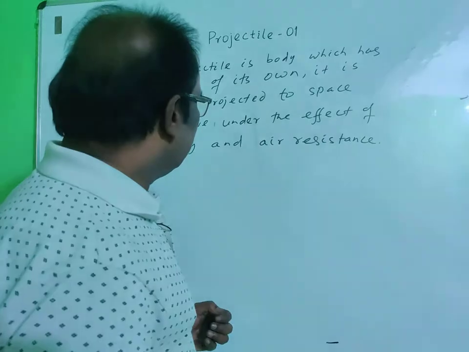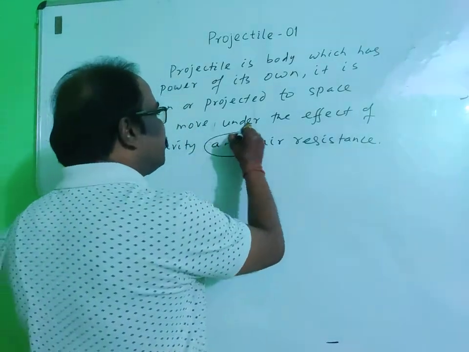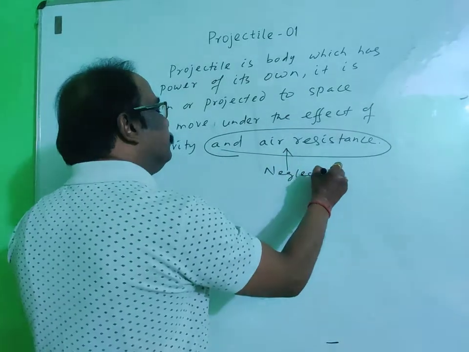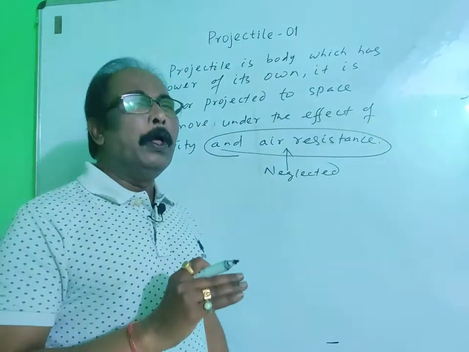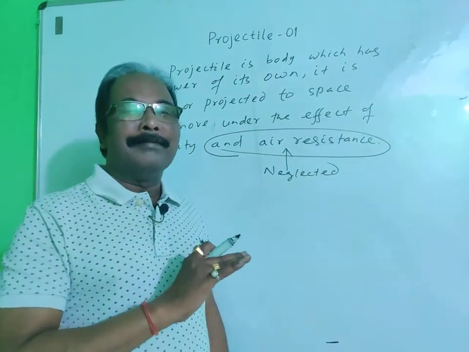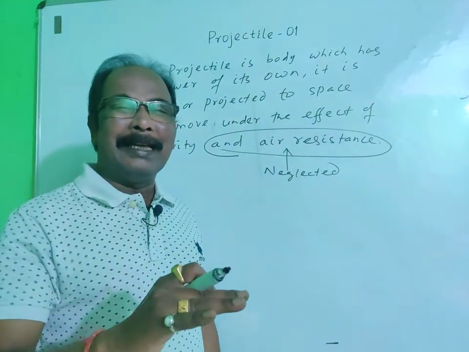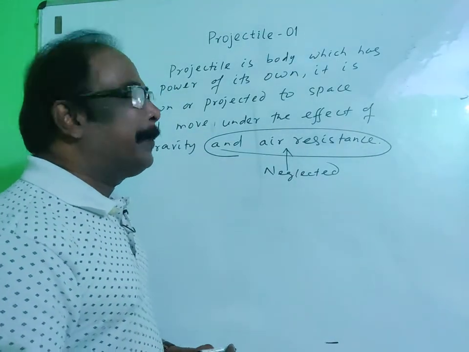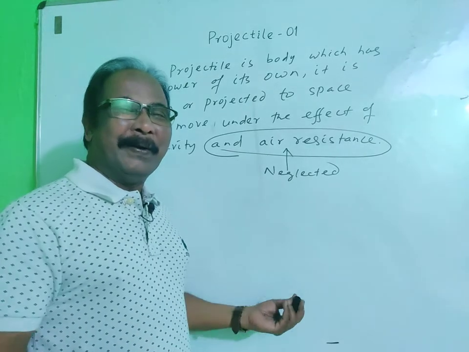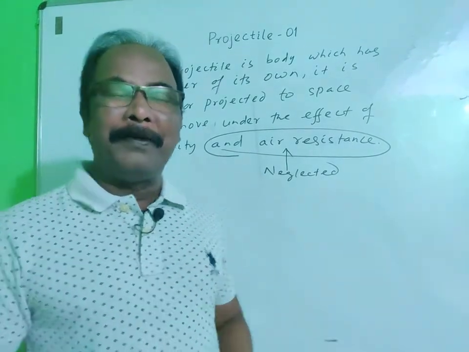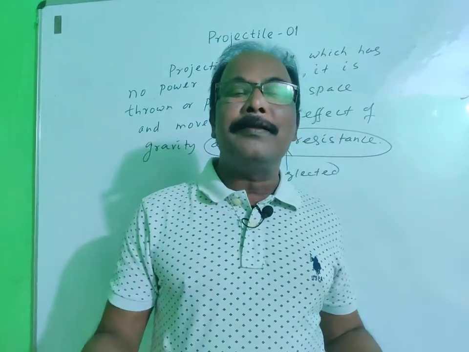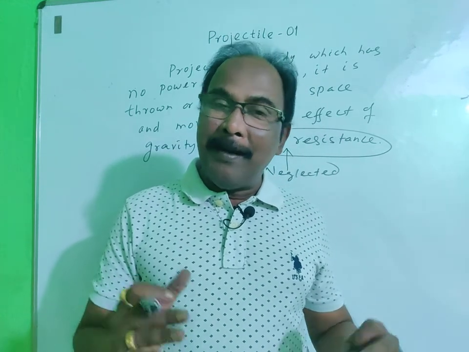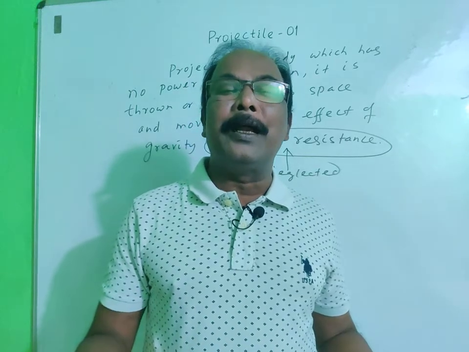Of course, in projectile motion, we are neglecting air resistance, though practically air resistance opposes the motion. So, a projectile is a body which has no power of its own, is thrown to space, and moves under the effect of gravity and air resistance. In this subject, we are neglecting air resistance. If air resistance is not neglected, the derivations will not be the same.